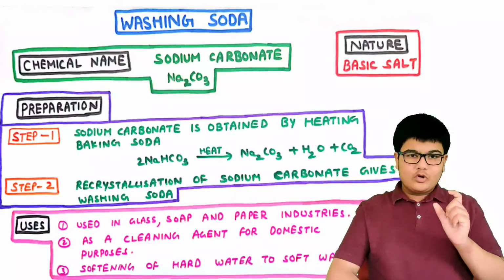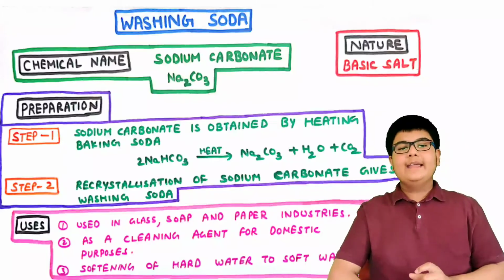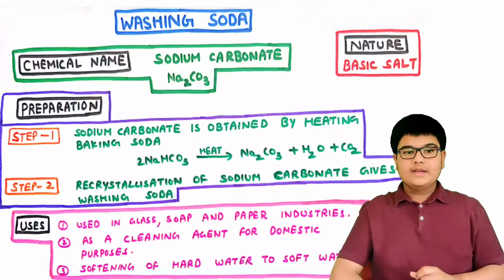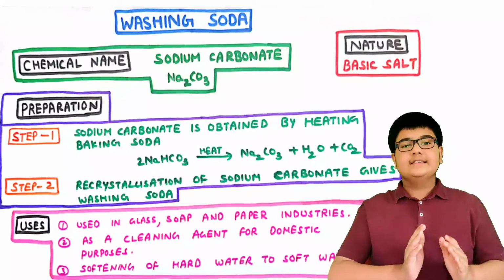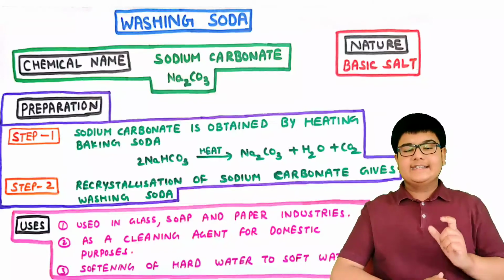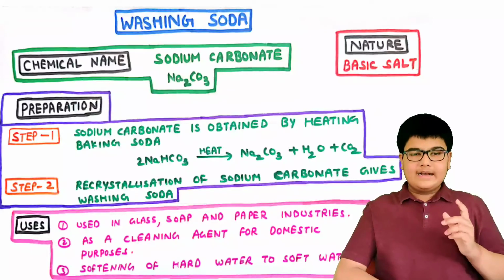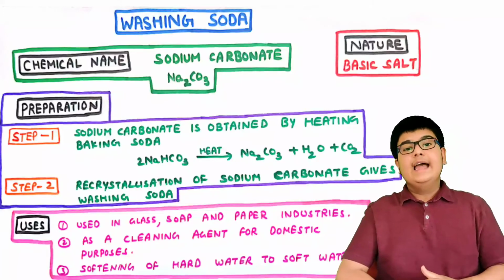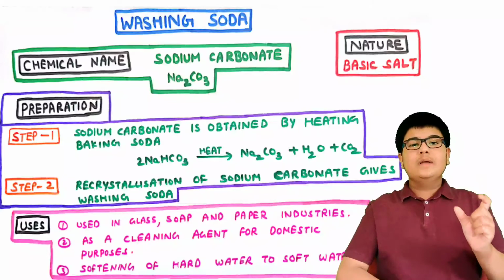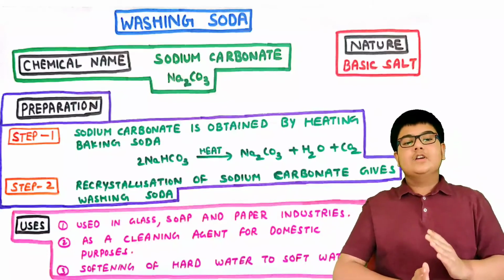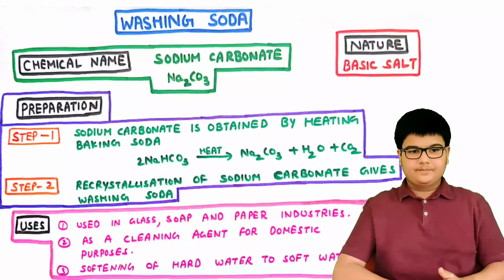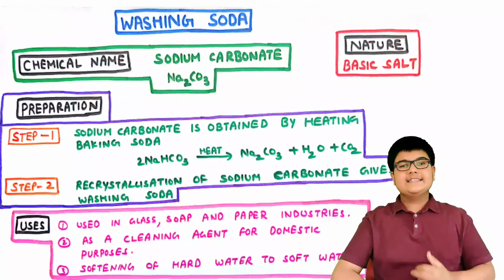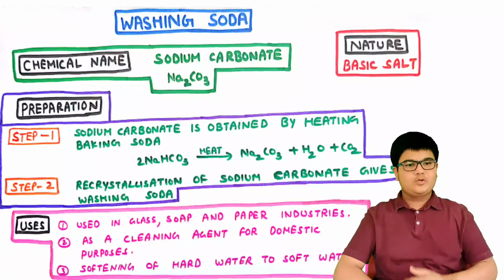So the sodium carbonate is obtained by heating baking soda. So when baking soda, that is NaHCO3, is heated, then sodium carbonate, water and carbon dioxide are formed. And then this dry sodium carbonate is recrystallized to give washing soda. So now let us see the uses of washing soda.